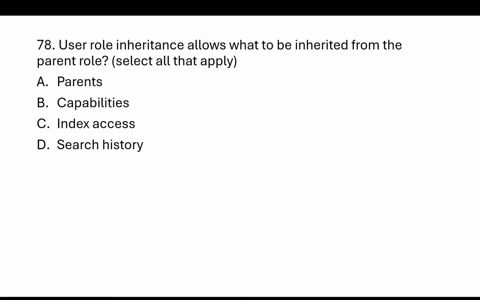Question number 78. User role inheritance allows what to be inherited from the parent role? Select all that apply. Option A, parents. Option B, capabilities. Option C, index access. Option D, search history. And the answers are option B, capabilities, and option C, index access.